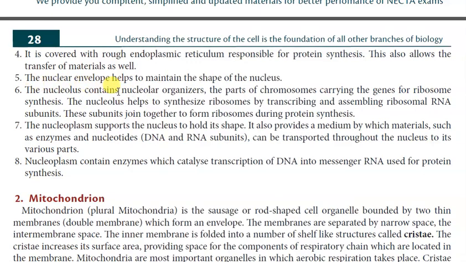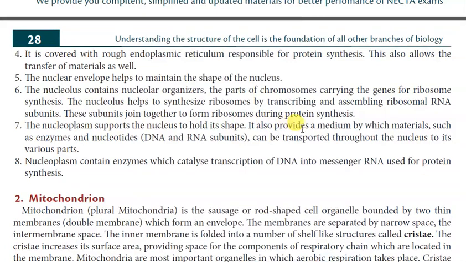Number 6, the nucleolus contains nucleolar organizer, the part of chromosome carrying the genes for ribosome synthesis. Unaona? So what is the function of the nucleolar organizer? It is the part of chromosome which carries the genes for ribosome synthesis. So the nucleolus helps to synthesize the ribosomes by transcribing and assembling ribosomal RNA subunits. These subunits join together to form ribosomes during protein synthesis. Here number 6.